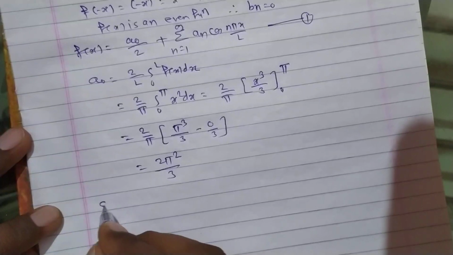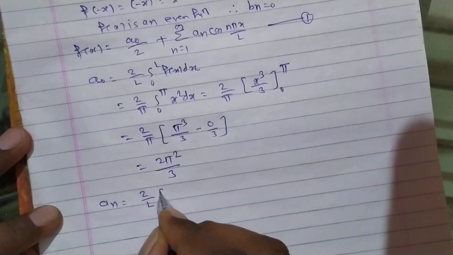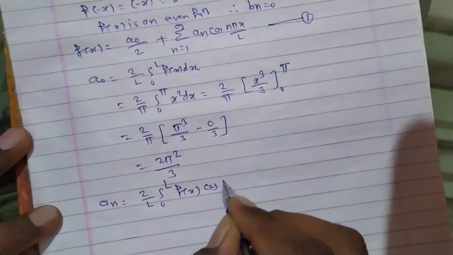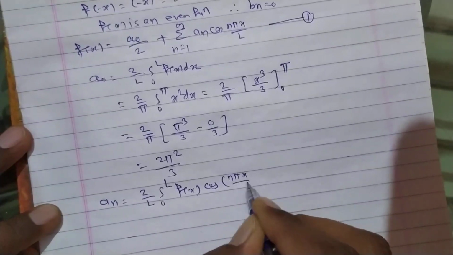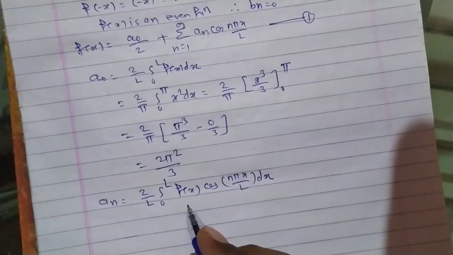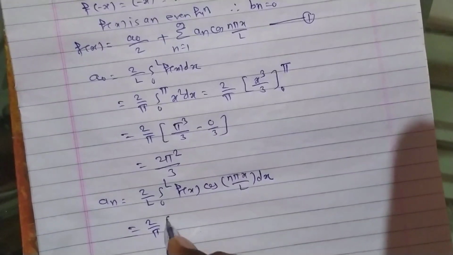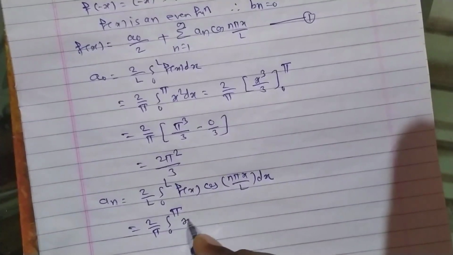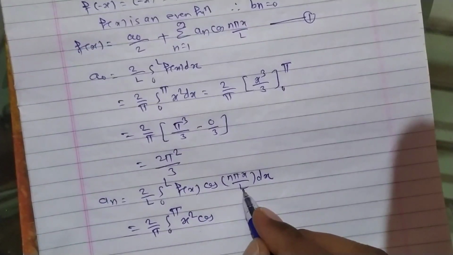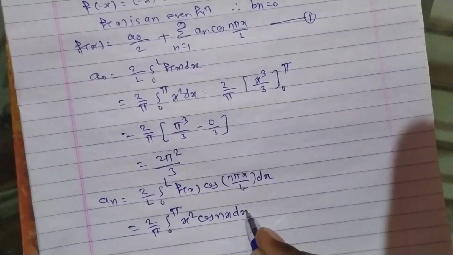Similarly we have to find an. How do we find an? The formula is an = (2/L) integral from 0 to L of f(x) cos(nπx/L) dx. Now put L equal to π and f(x) equal to x² here. So this is equal to (2/π) integral from 0 to π of x² cos(nπx/π) dx, and this π gets cancelled, so x² cos(nx) dx.